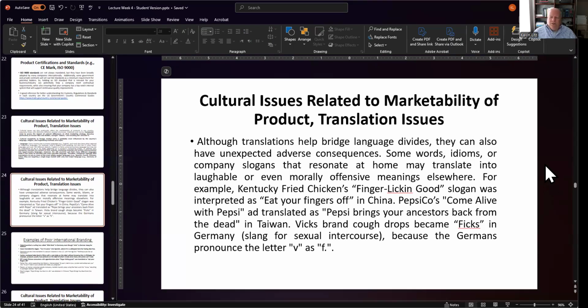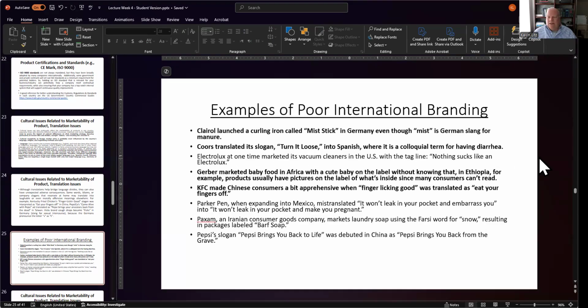Cultural issues. Let's see. I've got some examples. Make sure you have someone that really knows the language and the culture. Just take a read through your website. You'll see, I think, some humorous examples of poor marketing. Clairol did a product which was slang for manure. Coors beer slogan, when translated, was a colloquial term for having diarrhea in Spanish.